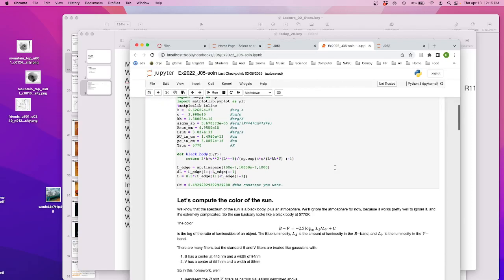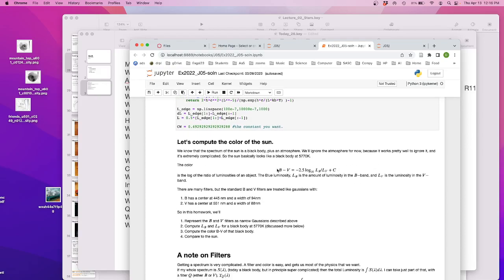Okay, so the color of the sun. Color, B minus V, is minus 2.5 times the log of the ratio of the luminosity in the B band to the luminosity in the V band, plus C, and the C is a thing we have to look up. We'll just look that up.